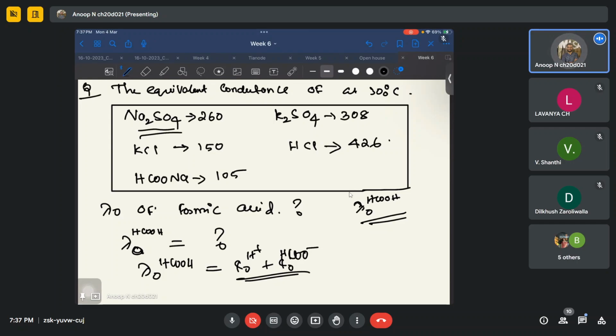So Na is gone, a sulfate came. So in order to cancel that sulfate, I again took K2SO4. So when I use K2SO4, SO4 minus is eliminated, then again K plus came. So in order to eliminate that K plus from the formula, I use KCl. So in this case, K plus is gone, but Cl minus came.